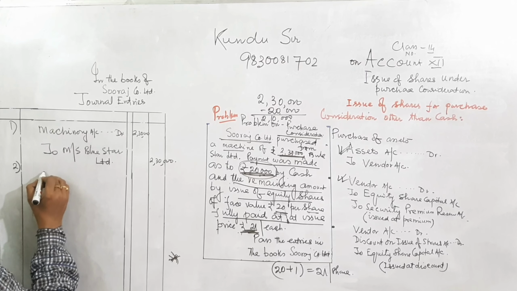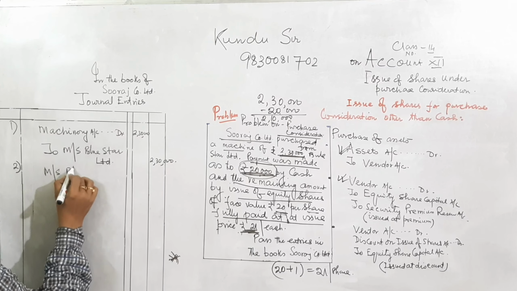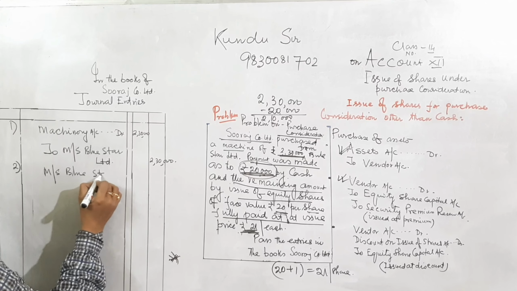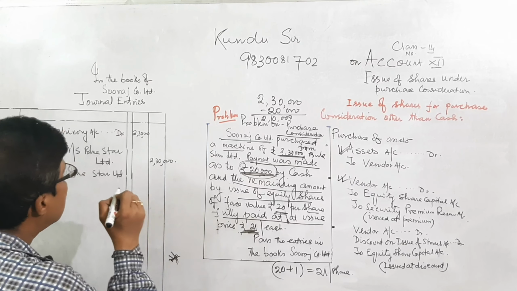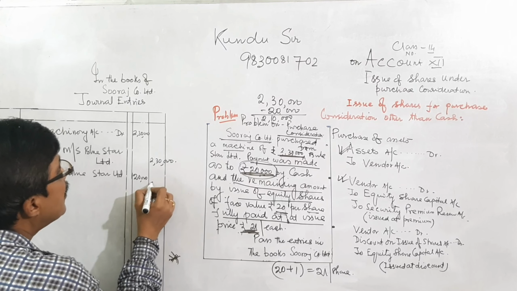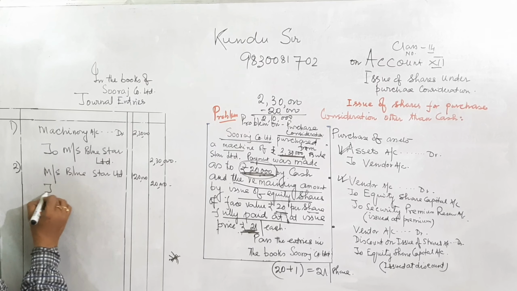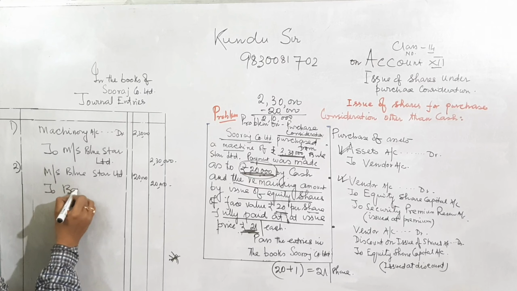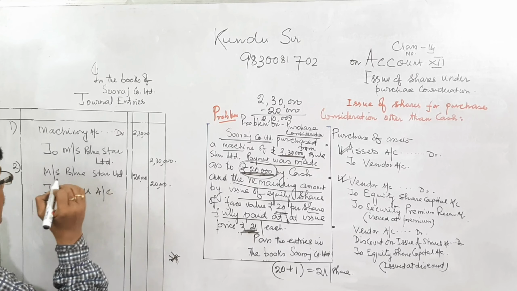So Blue Star Commercials, Blue Star Limited is getting 20,000 and the company is paying cash. So it is to be credited to bank account or cash account 20,000.